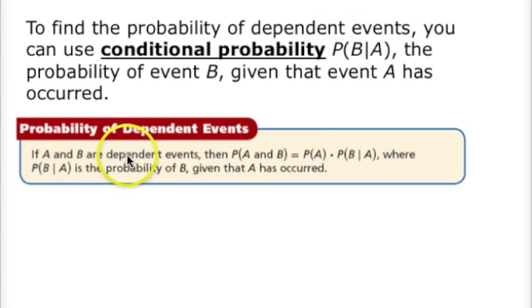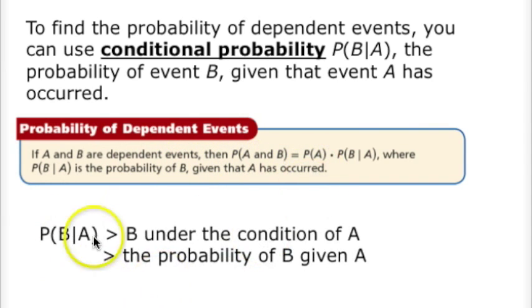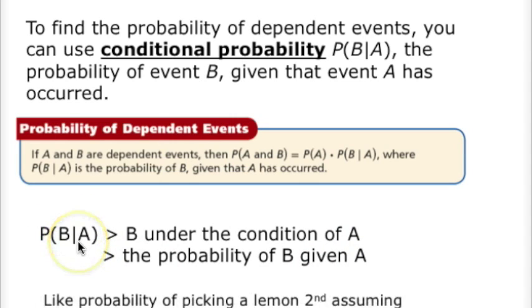If A and B are dependent events, then the probability of A and B equals the probability of A times the probability of B given that A has happened, where the probability of B given A is the probability of B given that A has occurred. So whenever we see this, I'm reading it as B under the condition of A, or the probability of B given A has happened. That's what this little slash means.